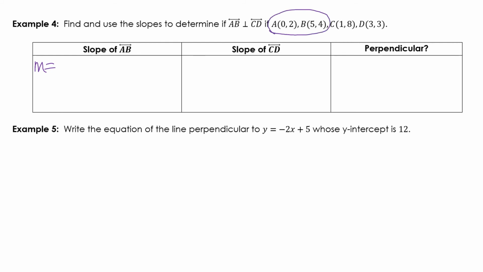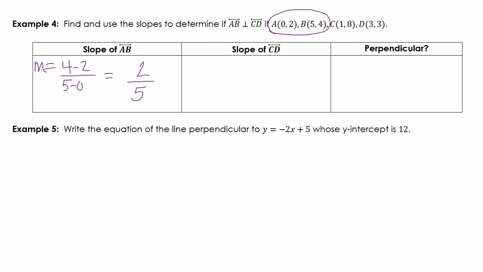Remember, change in y over change in x. I'm going to look at the y values. It's 2 and 4. You can either do 2 minus 4 or 4 minus 2. I'm just going to do 4 minus 2, and then keep the consistency for the x values. So I need to do 5 minus 0. So that becomes 2 over 5, which does not simplify. Make sure you don't try to change that to a decimal. That could confuse you when you're trying to decide opposite reciprocals.